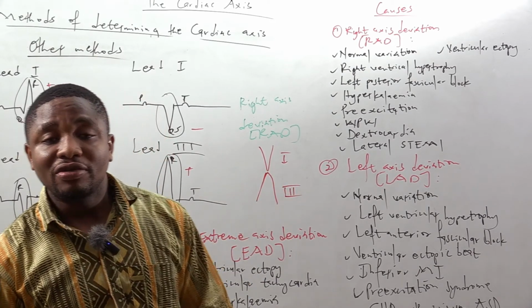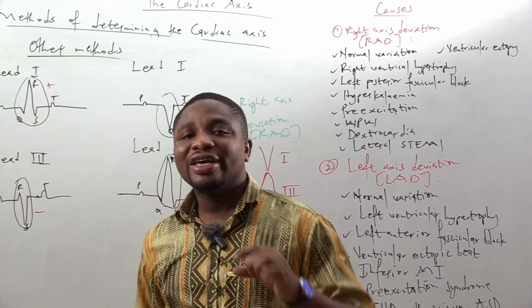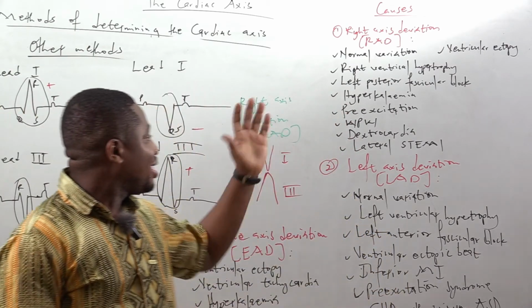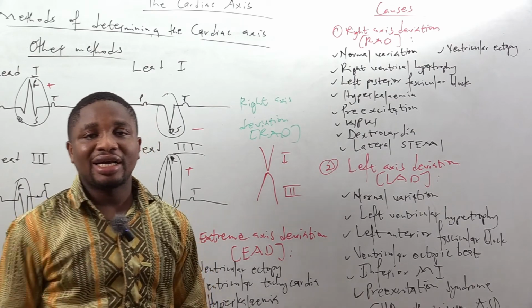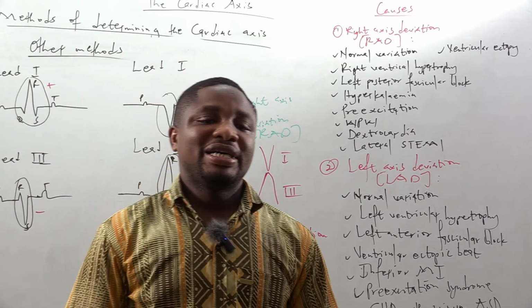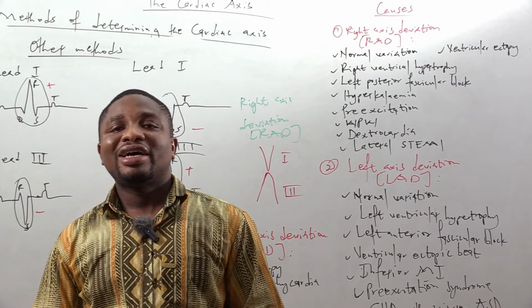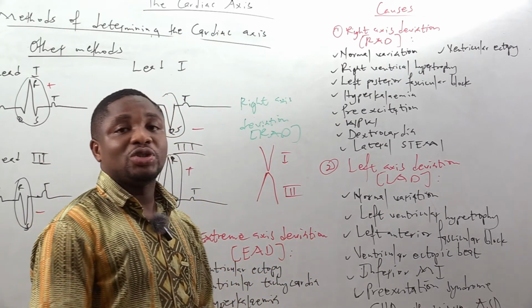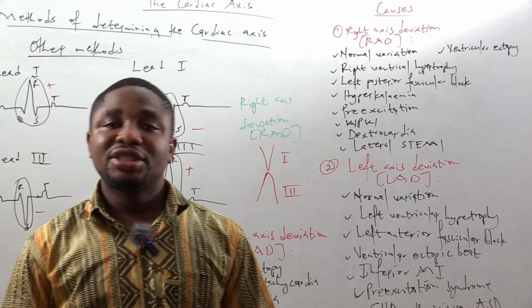Then we can also think of Wolff-Parkinson-White syndrome, where you are going to have a slurred upstroke of the QRS complex. Then you can also think of what? Dextrocardia, where the apex beat may be found in the right fifth intercostal space, mid-clavicular line. And it's usually associated with Kartagener syndrome.